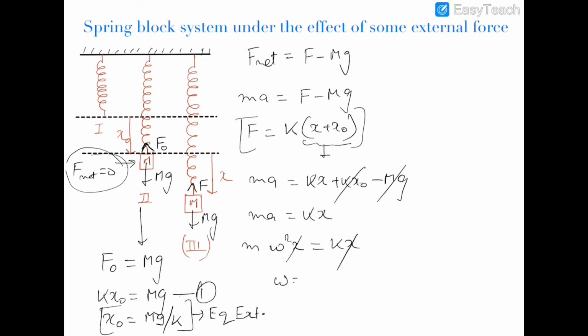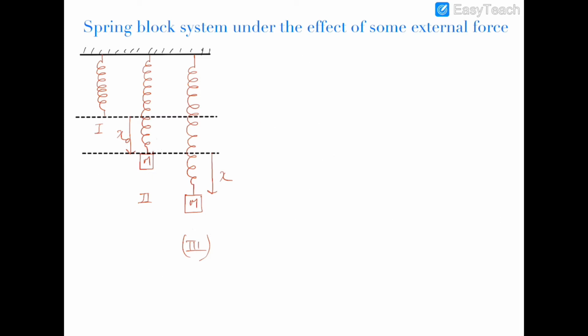Again omega will be equal to under root k upon m, and the time period will be equal to 2 pi under root m upon k. So again you can see that the time period still remains the same. Now there is another method, which is method 2, to find out the time period of this spring block system. This is a very short method, and I recommend it be used in numericals.